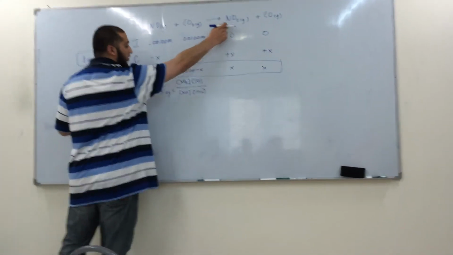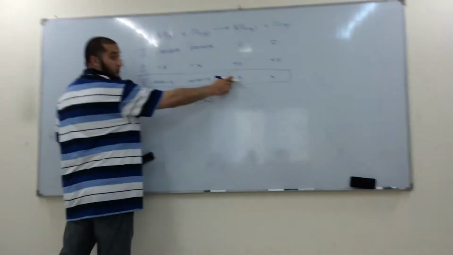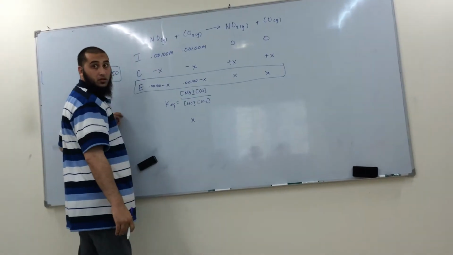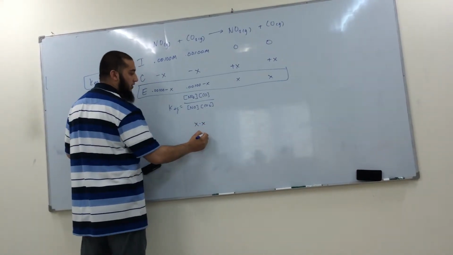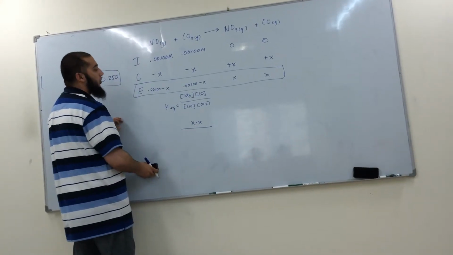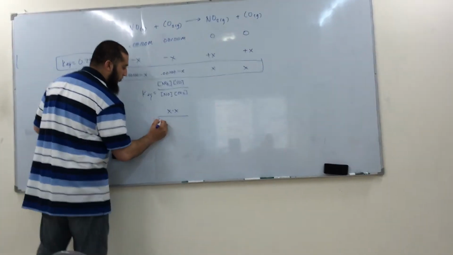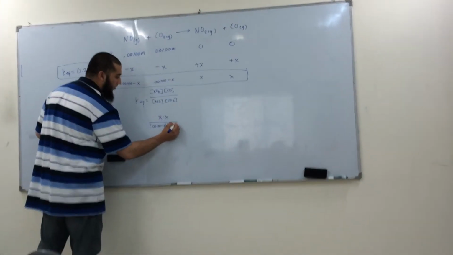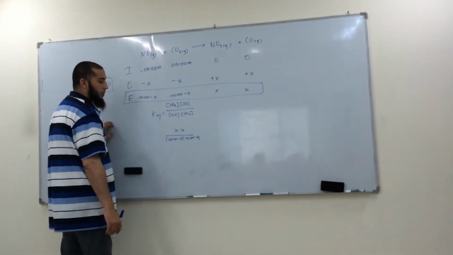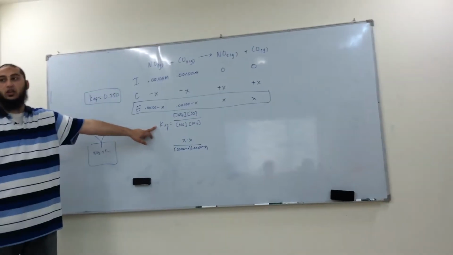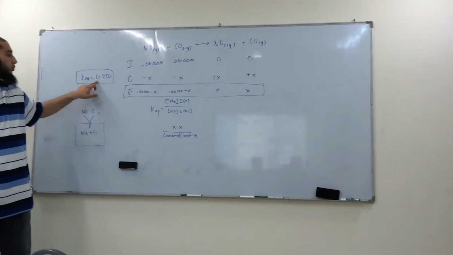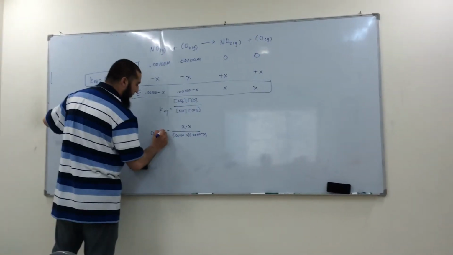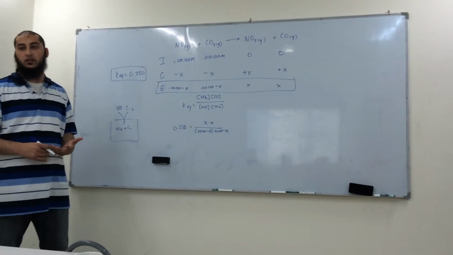What was NO2? X, right? So I'm going to plug in X for that. What was CO? X, so this is times X. Now, what was our NO? 0.00100 minus X times 0.00100 minus X. You guys all following? And what does the K equilibrium equal? 0.250. So this equals 0.250. Is everybody following? So now it's algebra.